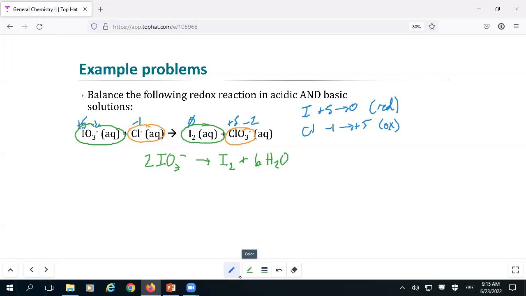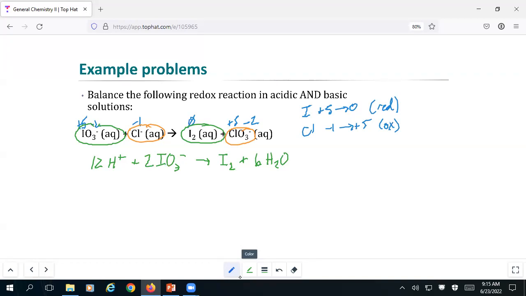Now I've got a balance of oxygens, but I don't have a balance of hydrogen anymore because I added 12 hydrogens where there were previously 0. So that's what I've got to do on the other side. Twelve hydrogens become 12 hydrogen ions on this side now. So from an atomic standpoint, this half reaction is now balanced.